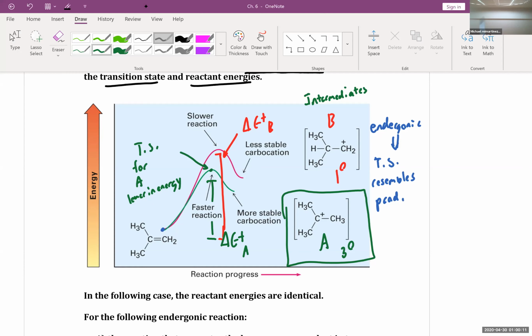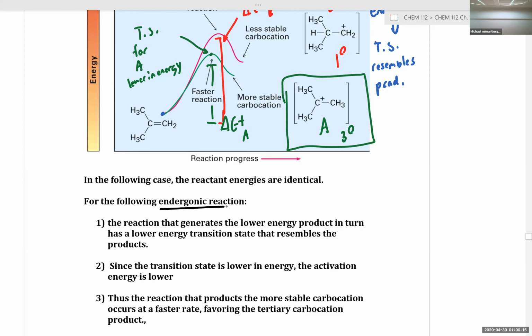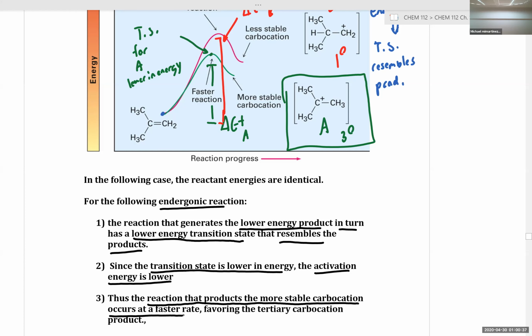So let's talk through this one more time. So for the following endergonic reaction, the reaction that generates the lower energy product in turn has a lower energy transition state that resembles the product. Since the transition state is lower in energy, the activation energy is lower. So in turn, we can conclude the reaction that produces the most stable carbocation occurs at a faster rate, favoring the tertiary carbocation product. So that's our kicker for this addition process. So the step that generates our tertiary carbocation will occur faster because our intermediate is low in energy, and as a result, our transition state is lower in energy, which leads to a faster reaction. Does that make sense to everyone? Is everyone comfortable with this idea?